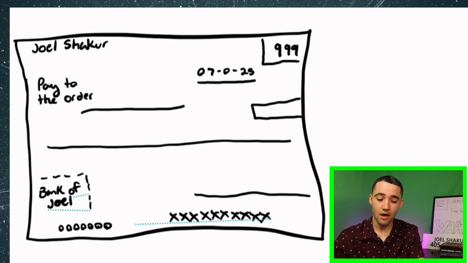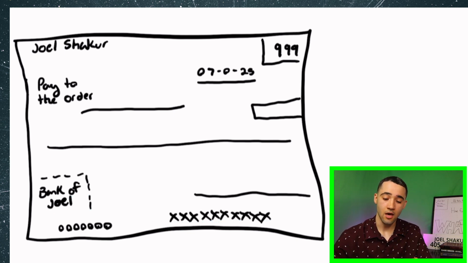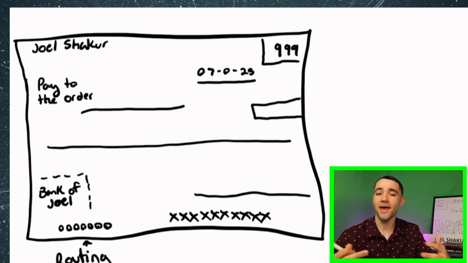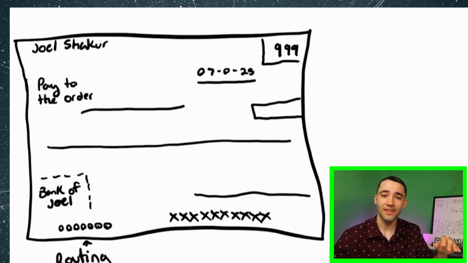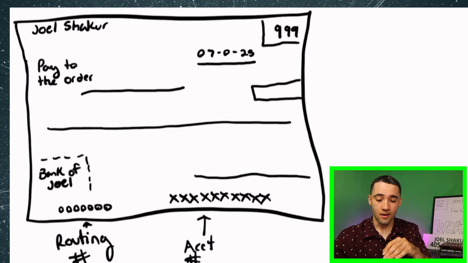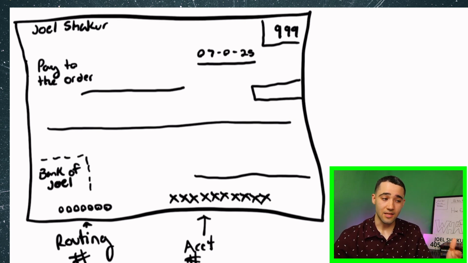And you'll see all of these zeros to the far left. That is the routing number. And the routing number is just like the bank's identifier code. And then at each bank, you have your own account number. And that is what these X's symbolize. So that'll be your account number. And those will actually be numbers. It won't be a whole bunch of X's. You could also see Bank of Joel, that's the bank name. And then you see a couple different lines.